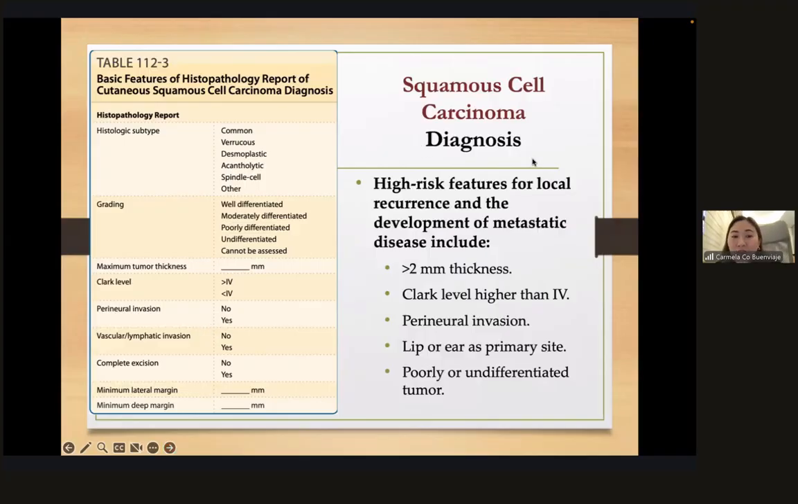Okay, so high-risk features for local recurrence and development of metastatic disease would include more than 2 millimeters thickness, Clark level higher than 4, perineural invasion, lip or ear as a primary site, and poor or undifferentiated tumor.